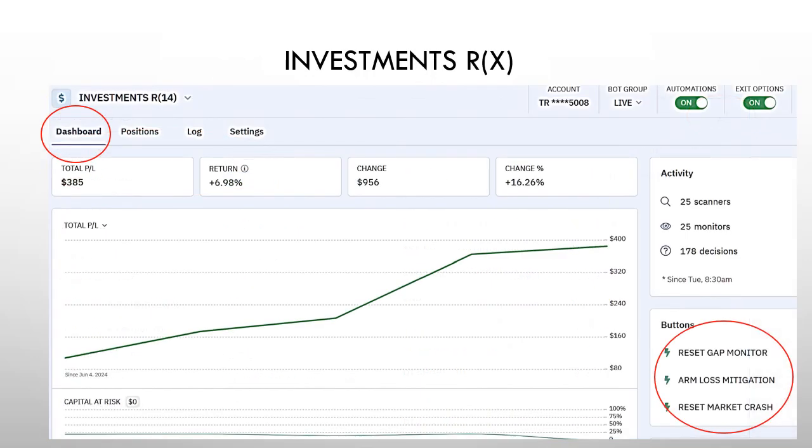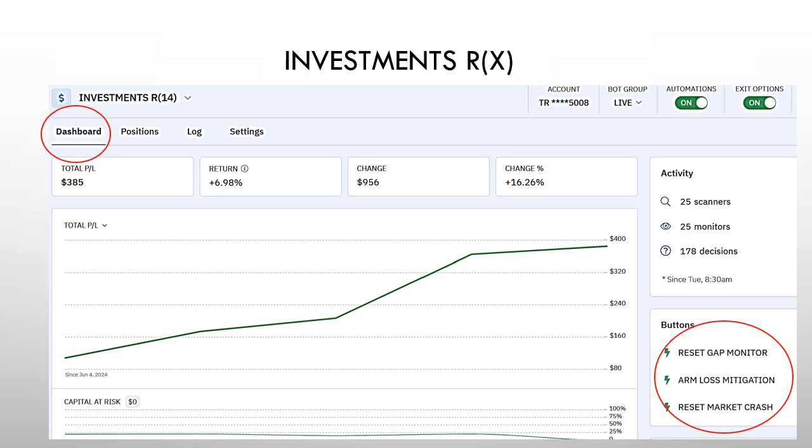On the dashboard menu, you'll find 3 buttons: Reset Gap Monitor, Arm Loss Mitigation, and Reset Market Crash. If the underlying asset has gapped at the open, you can reset the gap monitor here if you want to continue normal trading for the day. Otherwise, it will reset itself at the beginning of the next trading day.